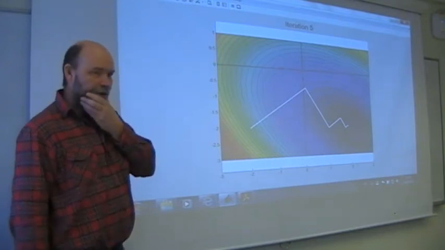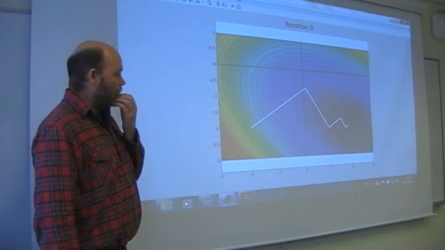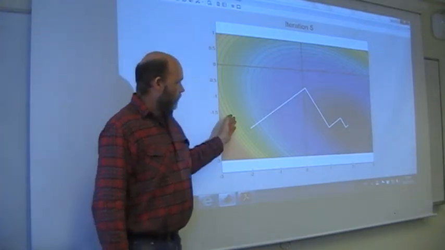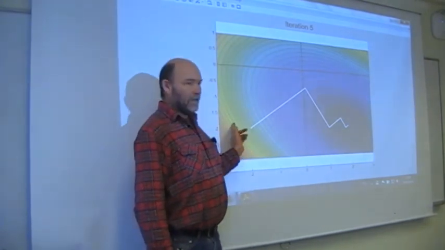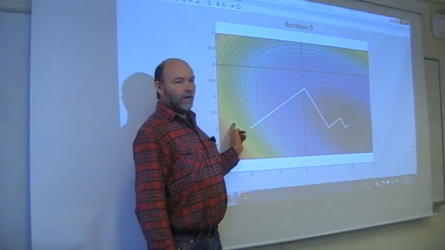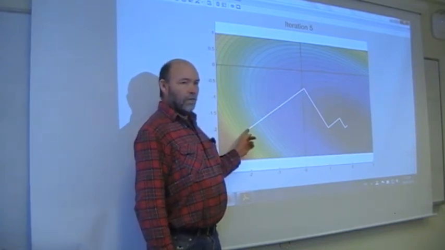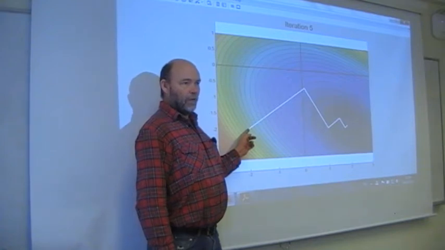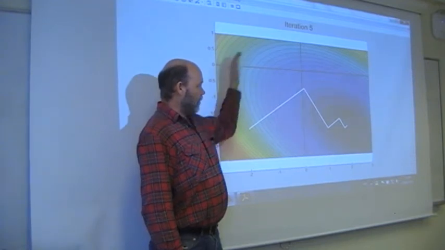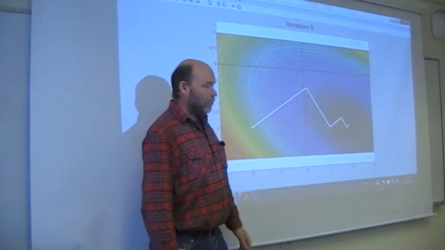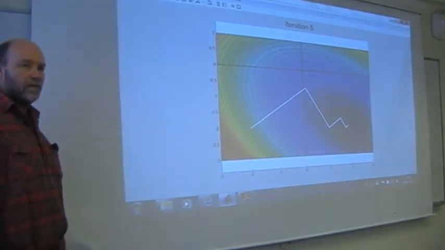It would be very nice if we could do it more efficiently here. And of course, if these isolines had been perfect circles, that would be very, very nice. Then you would have hit the bullseye with the first step. No problem. So how to make these isolines, for a general problem, how to make them circles? Now we are talking conjugate directions. That's the whole point.